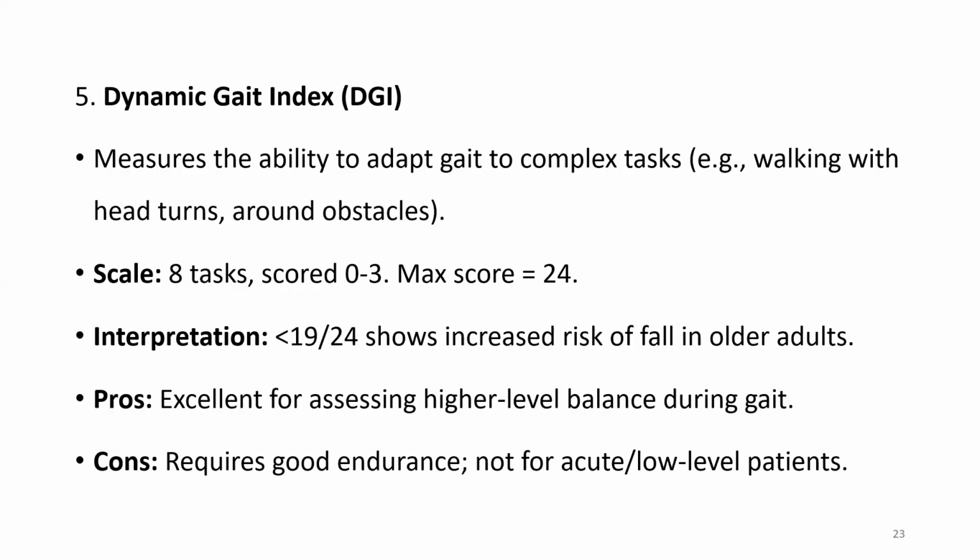It is a scale that has 8 tasks. It is normally scored from 0, 1 to 3, and it has a maximum score of 24. When you have a score of less than 19 out of 24, it is telling you that your stroke survivor or patient is at risk of sustaining a fall. So it is excellent for assessing high-level functional balance while the individual is moving around.